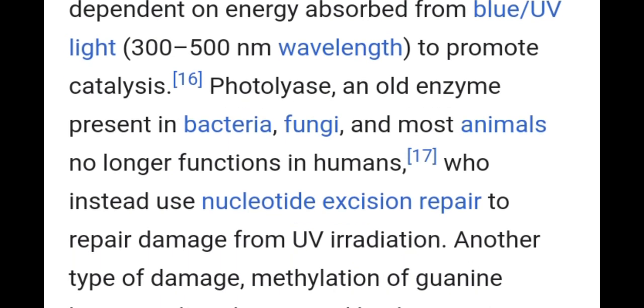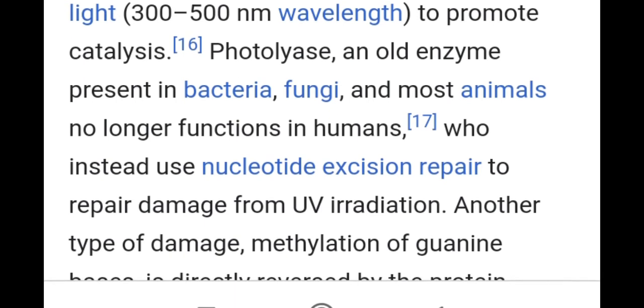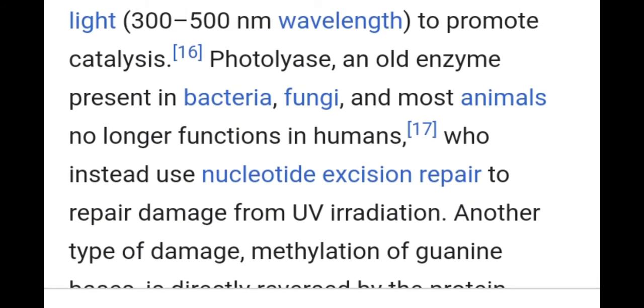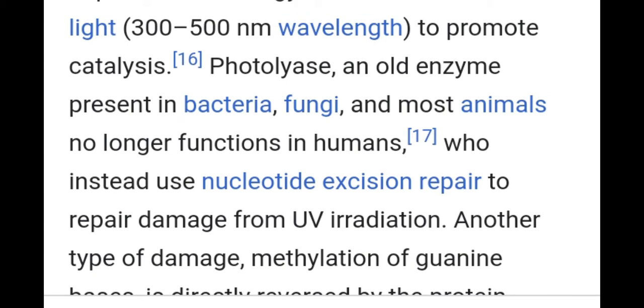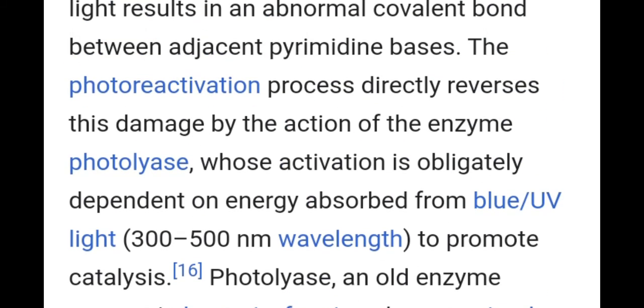Okay, humans actually use the nucleotide excision repair mechanism to repair the damage from UV irradiation. As the name suggests, nucleotide means the nucleotide which is damaged. Excision means to cut off, to remove that nucleotide. Repair means in that place it will insert a correct nucleotide with respect to the template strand, right? So humans don't have this type of photoreactivation repair.